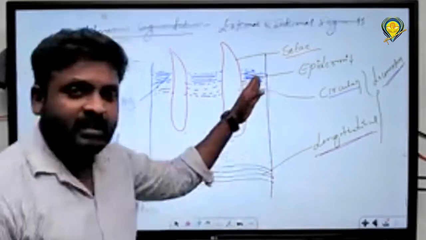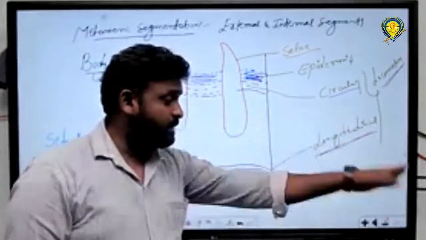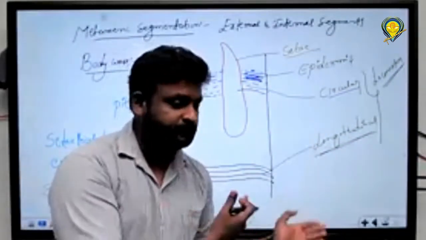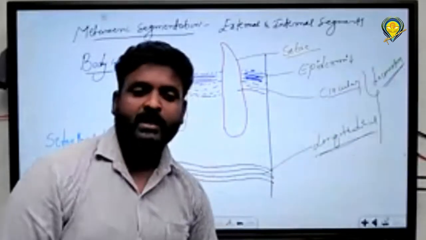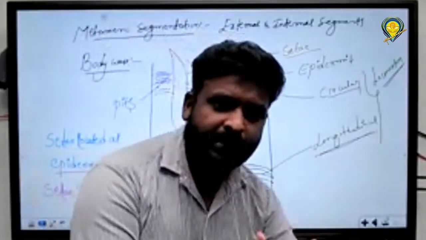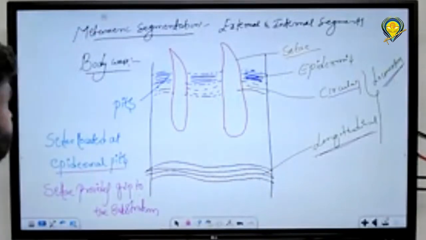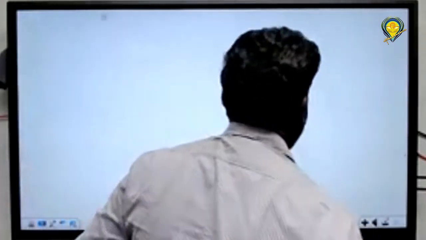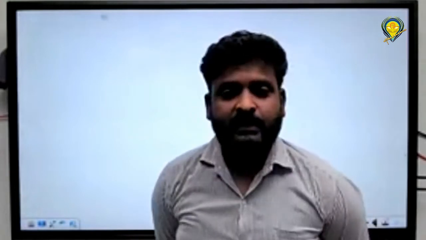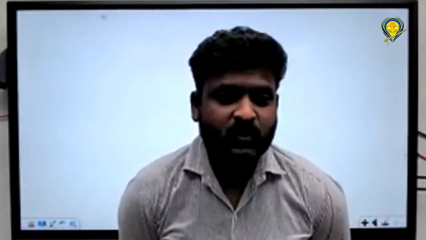Circular muscle as well as longitudinal muscle both help in what? Locomotion, meaning to move from one place to another place. Right? Good. Next one. We can discuss more information of annelids. Next one, the systems.